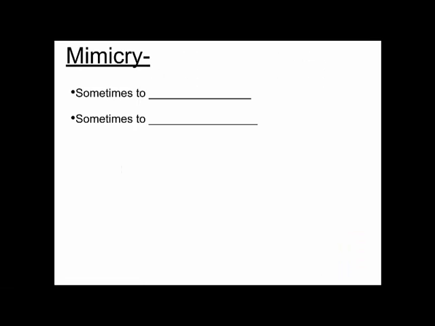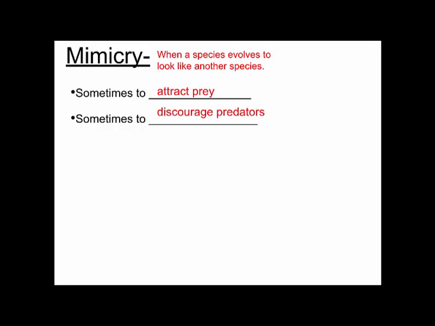Now, there are also, can I go have time? Maybe not. Mimicry is another really cool adaptation to talk about. Mimicry is when an organism evolves to resemble another one. Sometimes to attract prey, sometimes to discourage predators.